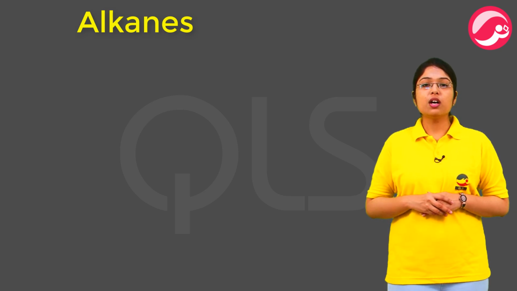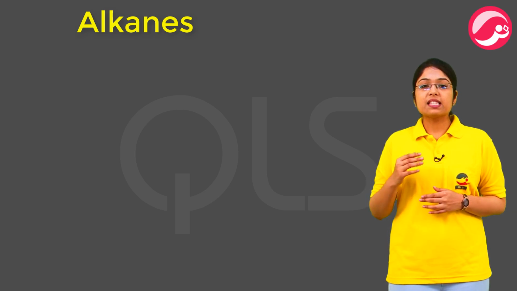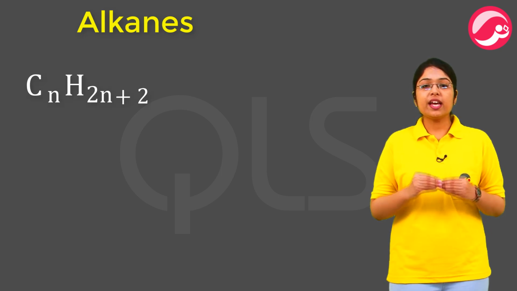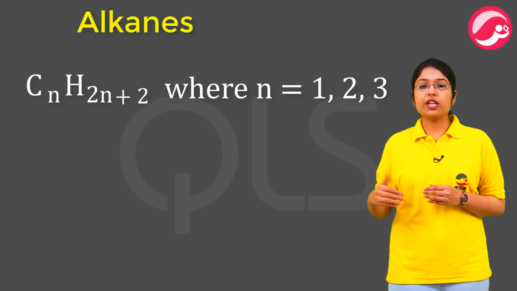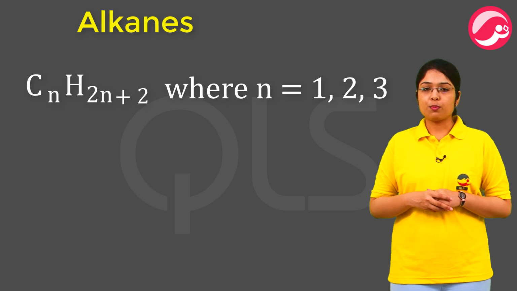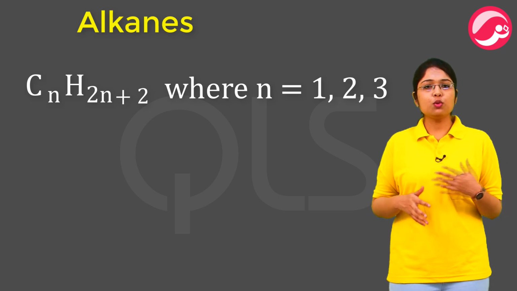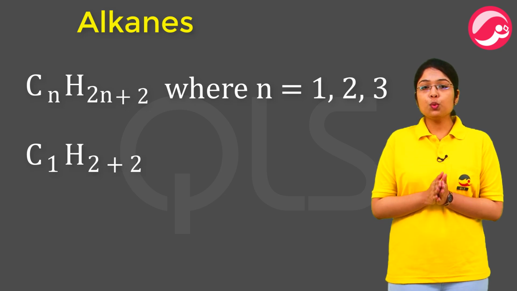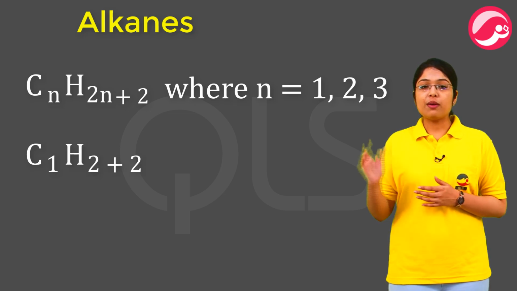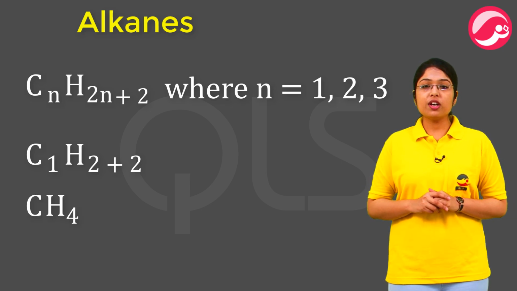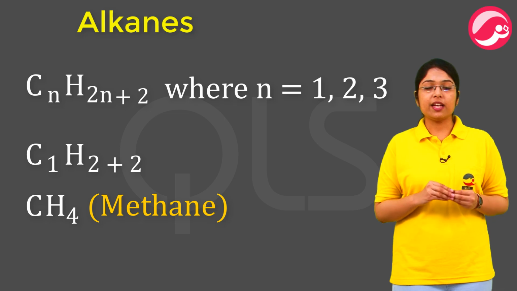Similarly, we can also find out the formula for alkanes. The general formula for alkanes can be written as CnH2n plus 2, where n can be 1, 2, 3 and so on. So, if we put the value of n equal to 1, what will we get? C1H2 plus 2. So, the final formula we will get is CH4, which is the formula for methane, an alkane.